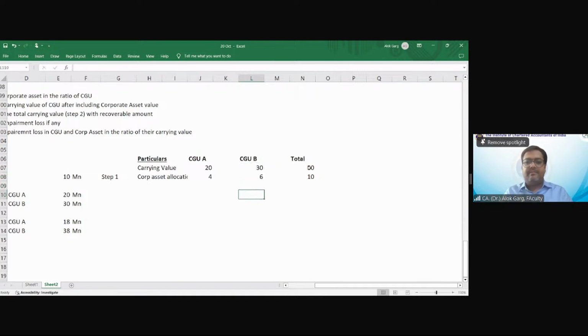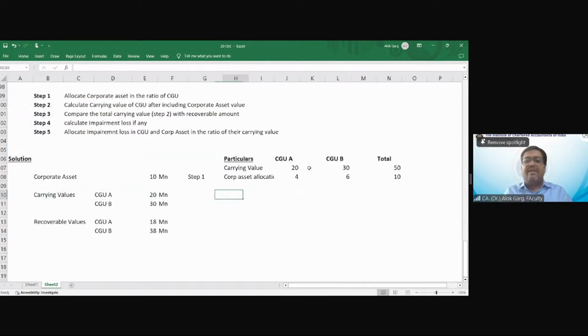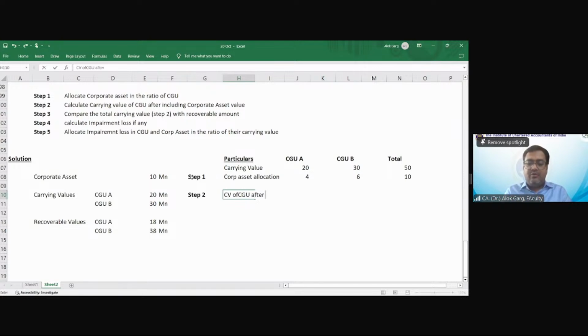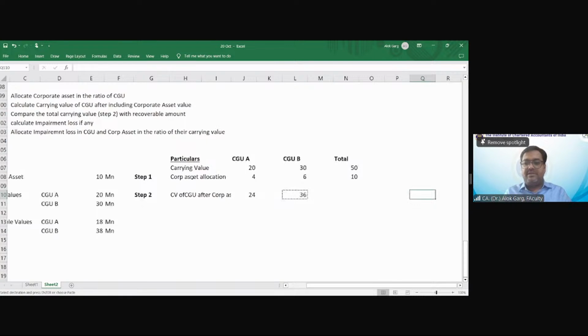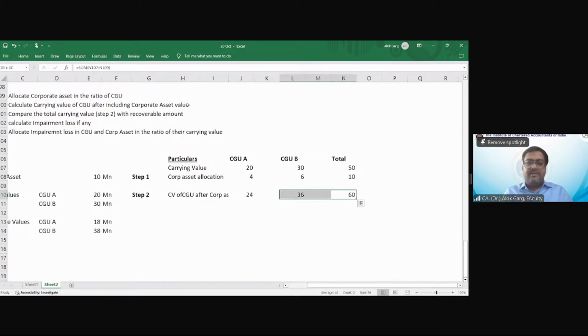What is my step number 2? Calculate carrying value after including the corporate asset value. Carrying value of CGU after corporate asset. What is that? 24, 36, total 60.